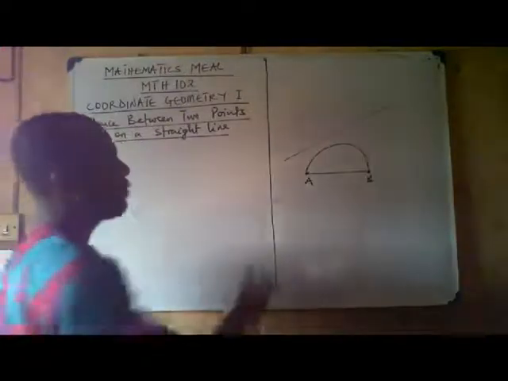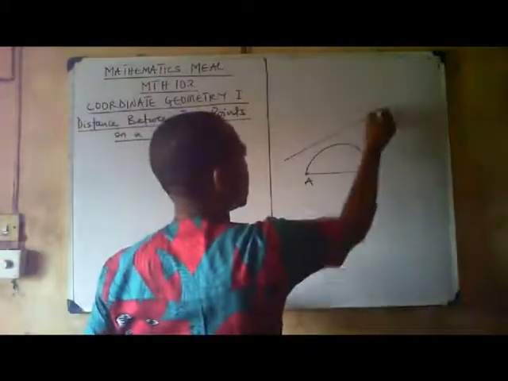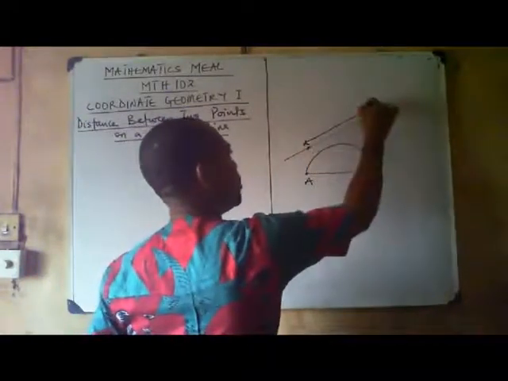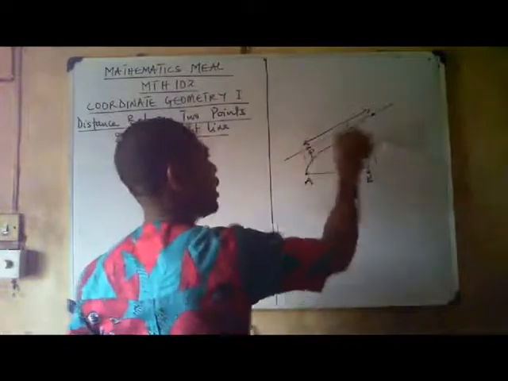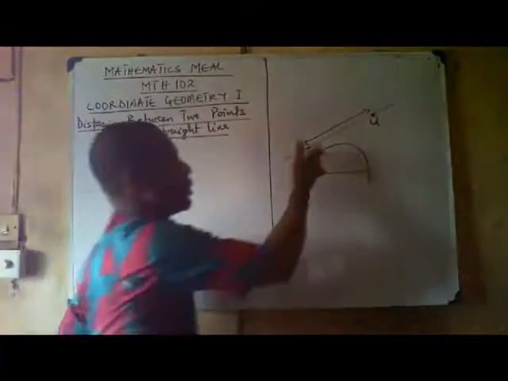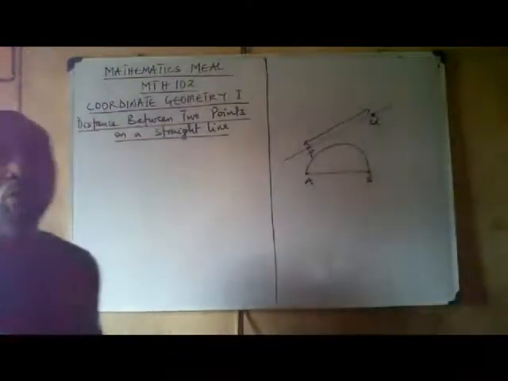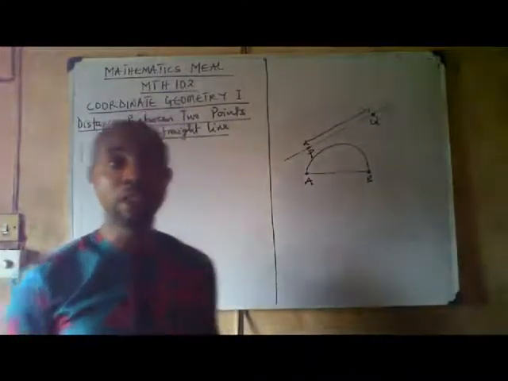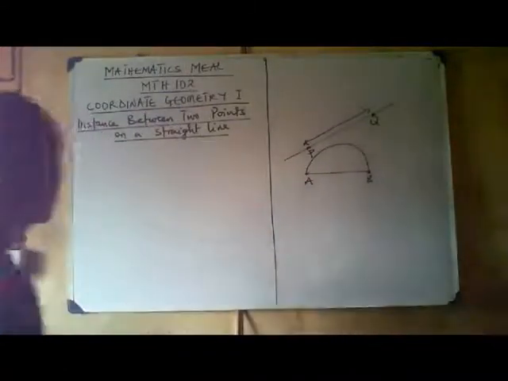So if we have a straight line and we have points on a straight line, we can actually find the distance between 2 points on a straight line. Let's say I have P and Q. I can find the distance between these 2 points. What will enable us to find that distance is coordinate geometry. That's what we want to consider in this video.